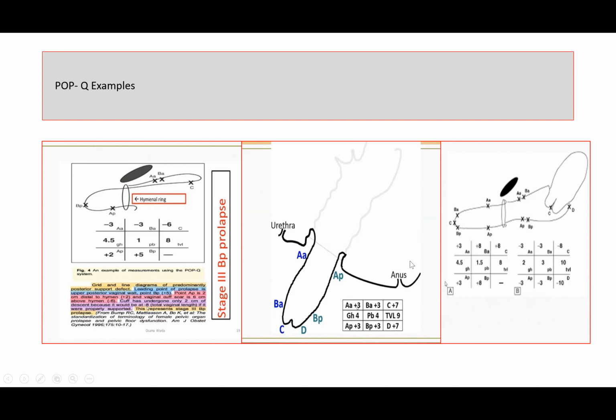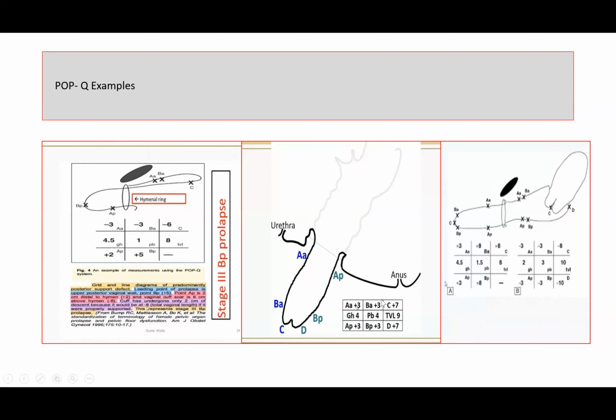Let's see the other example. How are we going to read this grid? One more thing here: there is no D. If there is no D, it means the patient has been hysterectomized. There is no uterus. Now coming to the second example.